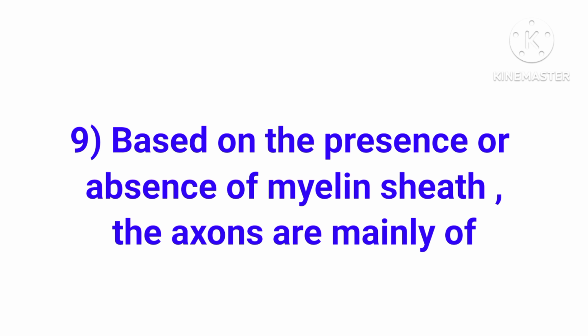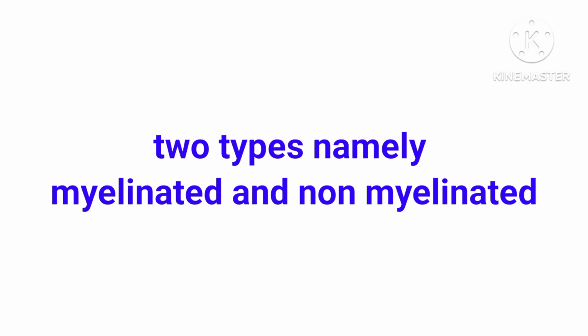Based on the presence or absence of myelin sheath, the axons are mainly of two types, namely myelinated and non-myelinated. Myelinated means, in a myelinated fiber of the PNS, peripheral nervous system, the plasma lemma of a Schwann cell wraps around an internode of an axon. The layers of Schwann cell contain myelin with a high proportion of lipids. Non-myelinated fibers are commonly found in the gray matter of the CNS, central nervous system, and postganglionic neurons of the autonomic nervous system.